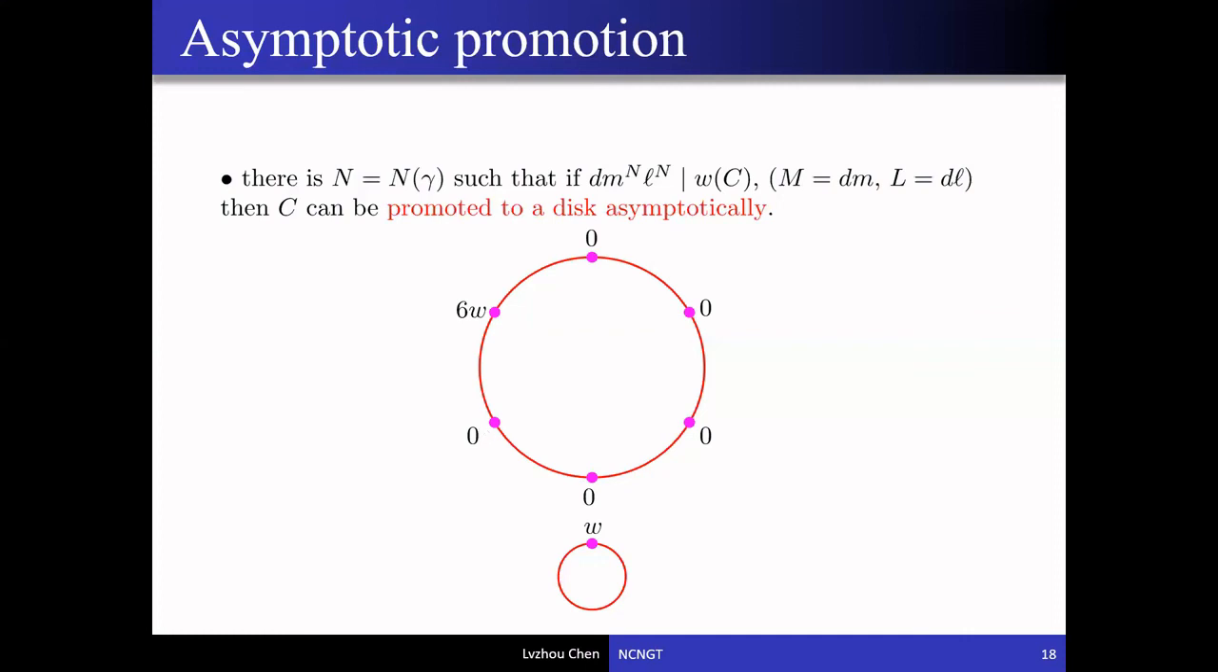So by taking a suitable cover where every loop downstairs like this gets unwrapped by a huge covering degree, we realize most disk-like pieces as genuine disks in the finite cover. And this is the key idea in the asymptotic promotion and proves the key lemma.